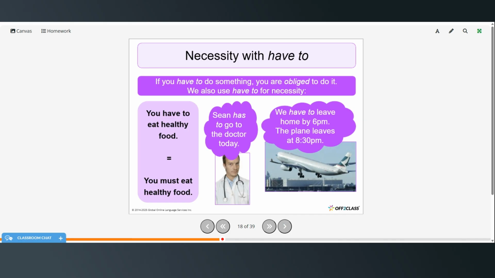So now we'll talk about expressing necessity with have to. If you have to do something, you are obliged to do it. We also use have to for necessity. You have to eat healthy food has the same meaning as you must eat healthy food. Sean has to go to the doctor today. We have to leave home by 6 p.m. The plane leaves at 8:30 p.m.